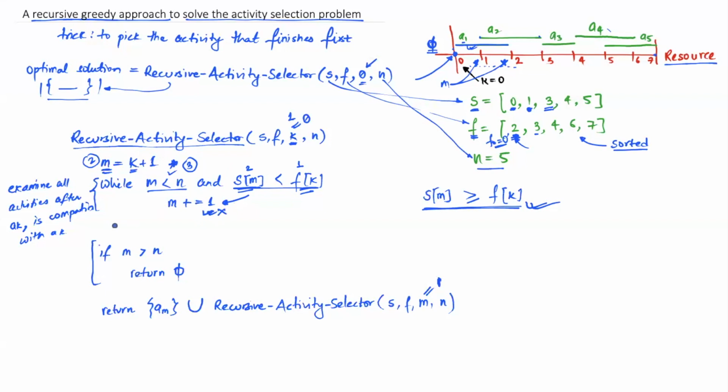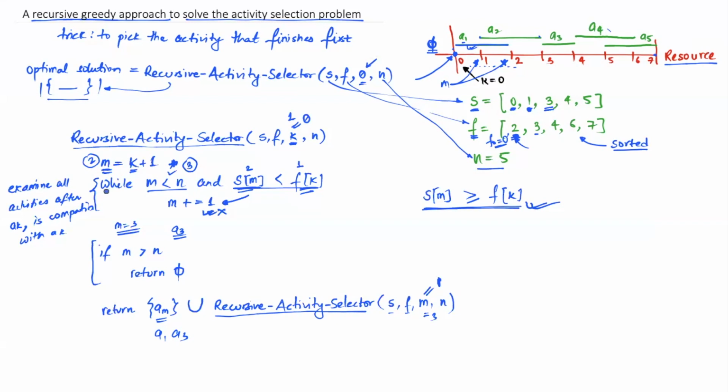So now m is equal to 3. In other words, we have selected activity A3 as the next compatible activity. So we at first had added A1 to this sum. Now we will add A3 to it, and then again call recursive activity selector with S, F, and m equals 3, and so on. So this is how the recursive activity selector method works.